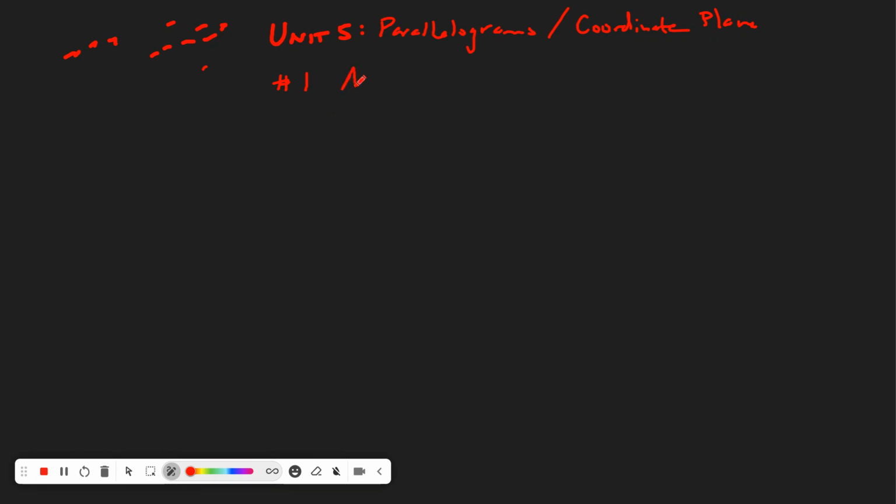We're going to talk about angles in polygons. We talked about angles in triangles back, I think, in Unit 3. So now we're going to generalize it to more polygons. The first thing we're going to talk about here is the polygon interior angle sum theorem.